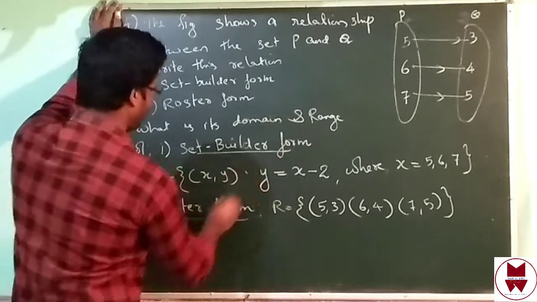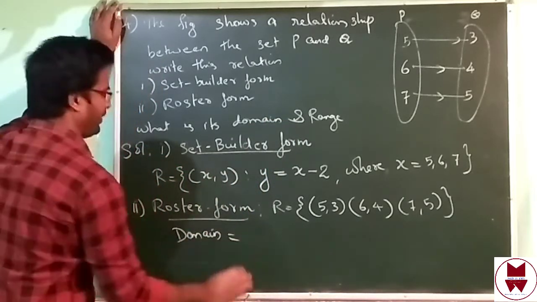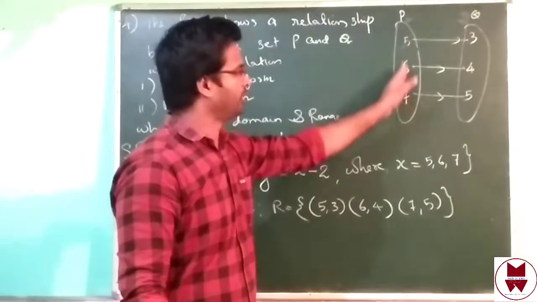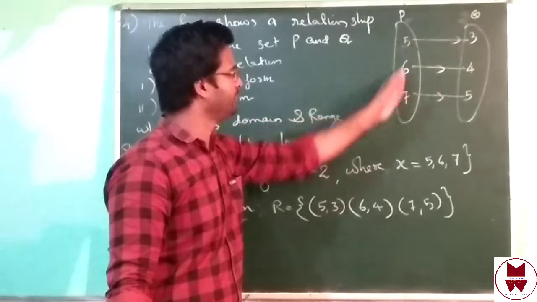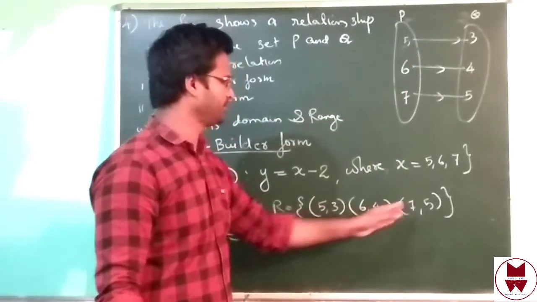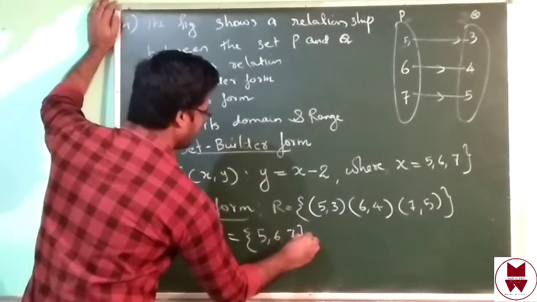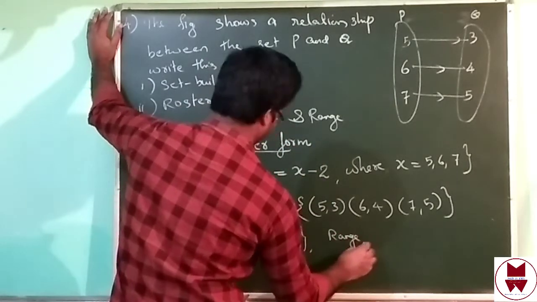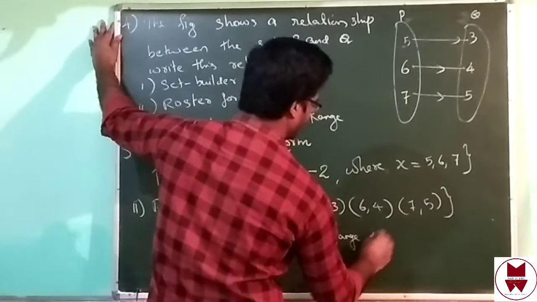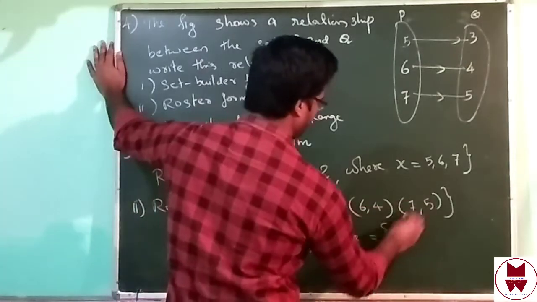Then domain and range. Domain means we write all the first elements from the ordered pairs. Here, what are the first elements? We can write this as P, otherwise 5, 6, 7. Then range equal to the second elements from the ordered pairs: 3, 4, 5.